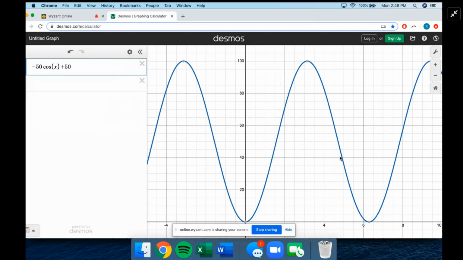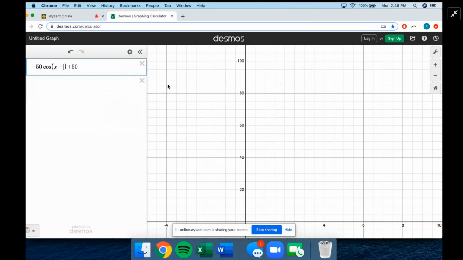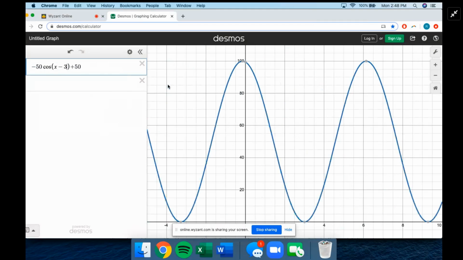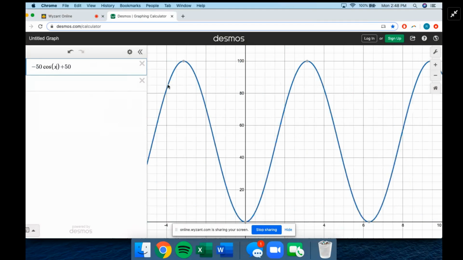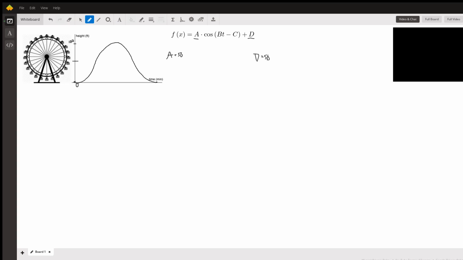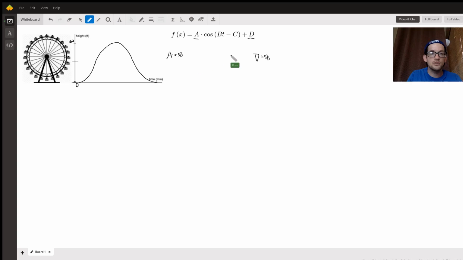Well, in this case, we don't actually need a C because our graph starts exactly where we want it to. If we were to subtract a number, any number, it would move the graph in a way we don't want to move it. We want the graph to start right there at the origin. And so the phase shift in this case is actually just going to be 0. So that C will be 0.